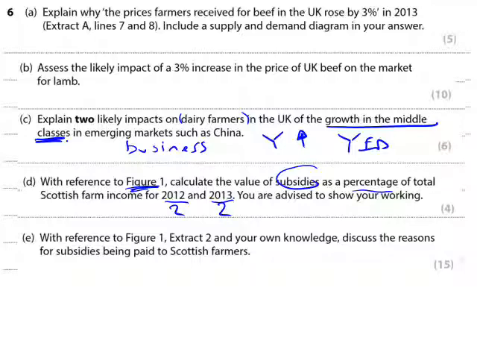With reference to figure 1, extract 2, and your knowledge, discuss the reasons for subsidies being paid to Scottish farmers. So this is a two-sided question. We're going to look at analysis of why a subsidy works on one side and reasons why the subsidy might not work, and making sure that we evaluate in response to that word there. So the reasons for subsidies being paid. This is going to give us our evaluation for this question.